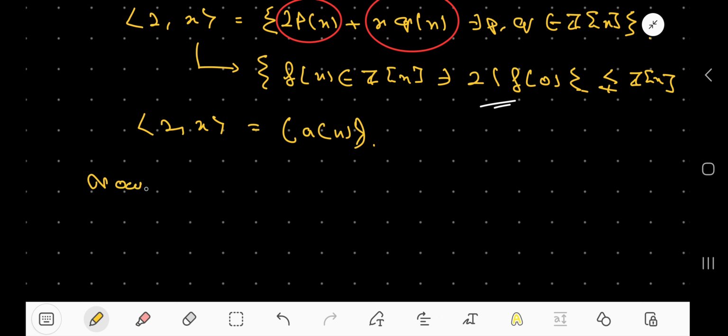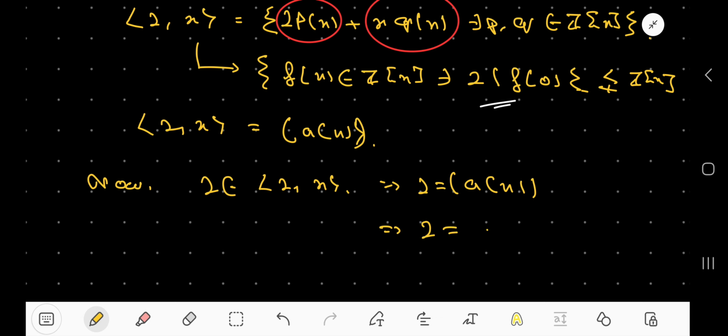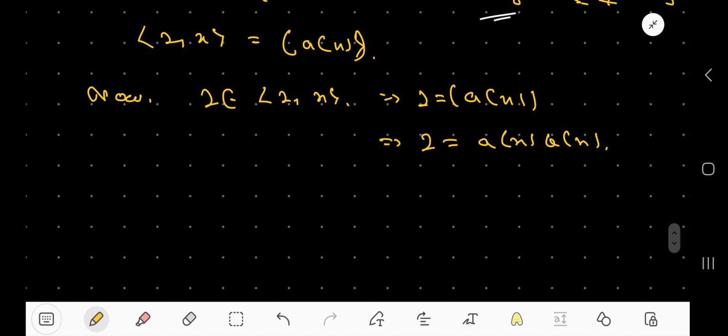Now 2 belongs to the ideal generated by 2x. So this means 2 belongs to the ideal generated by Ax. But this implies that there exists some polynomial, say q(x), such that I can multiply A(x) with, say, B(x). Let us do it with B(x). But now observe that Z[x] is an integral domain, right? Because it has no zero divisors.